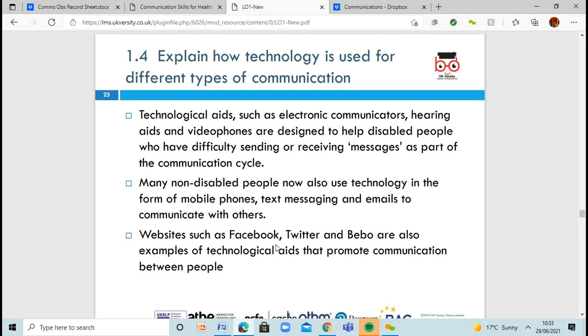So 1.4 is explain how technology is used for different types of communication. We've just talked a little bit about technological aids, but we're going to talk about how they're actually used for communication now. So we've got lots of communicators and hearing aids and video phones that help people who may have a disability or an impairment to communicate with others in a more comfortable way. Lots of people who don't have any issues with disabilities or impairments also use technology. More or less everybody is using technology in some form or the other.